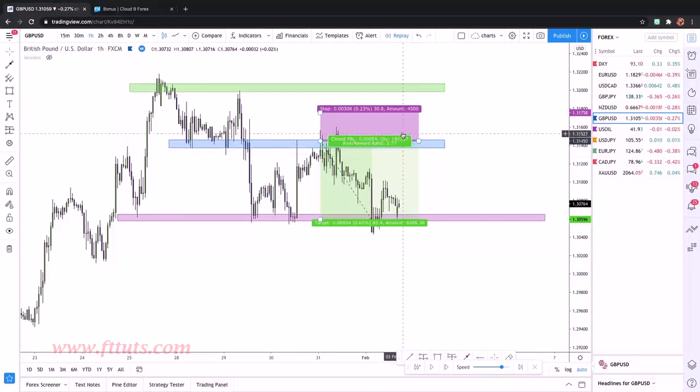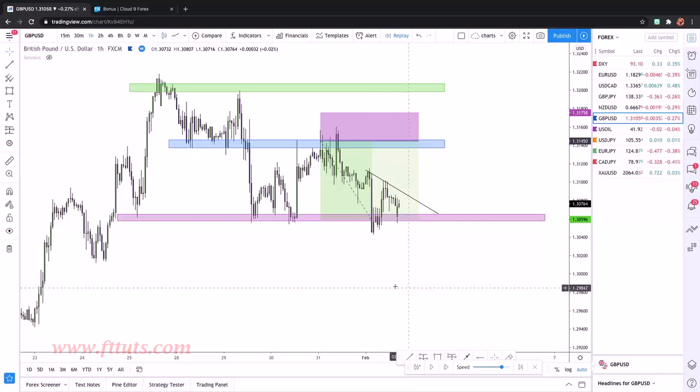Does that mean it's going to come up all the way up to the entry? No. What you can do is add another confluence. So you can add this trend line. Okay? So let's just see what happens.